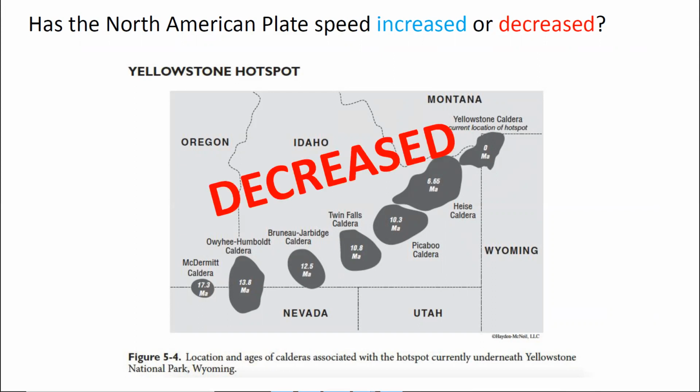Therefore, this plate speed has actually decreased. So the plates don't actually move at a constant speed, or the speed at which they move actually changes as a function of time. And you can use these hotspot chains to map out how quickly they are moving and how this changes with time, and then also how the direction changes with time, which you'll explore when you look at the Hawaiian Emperor seamount chain during your quiz.